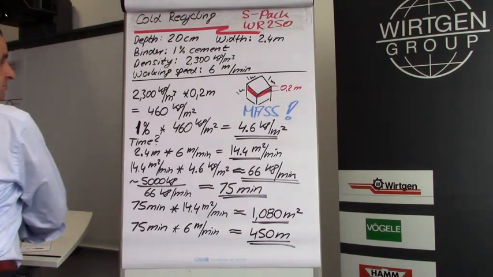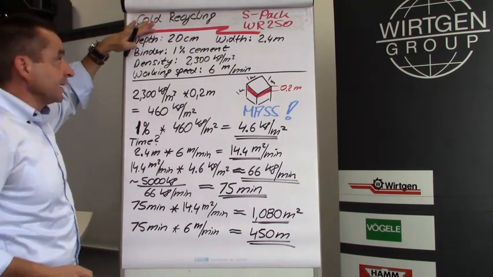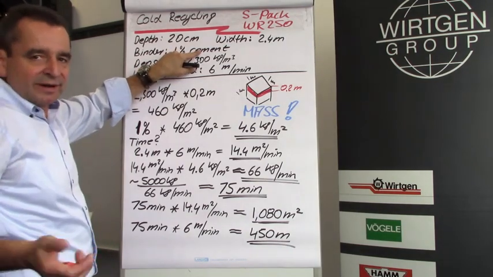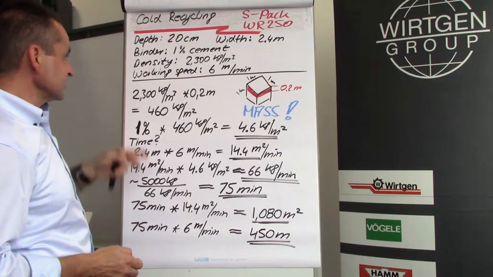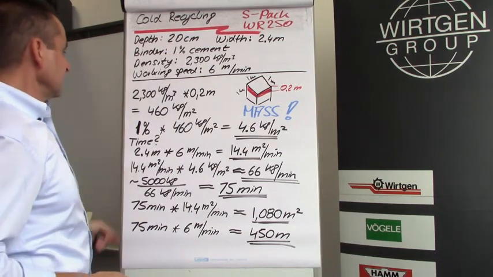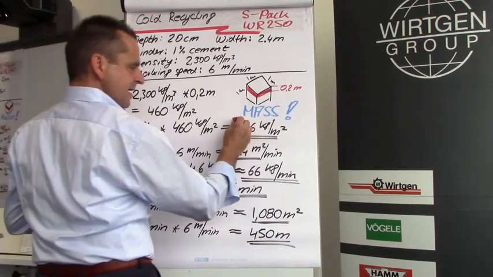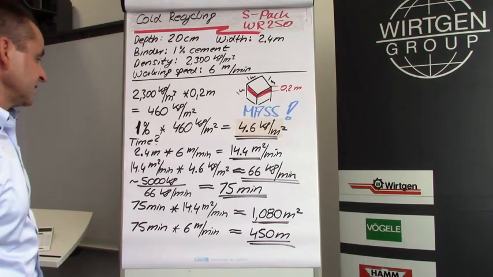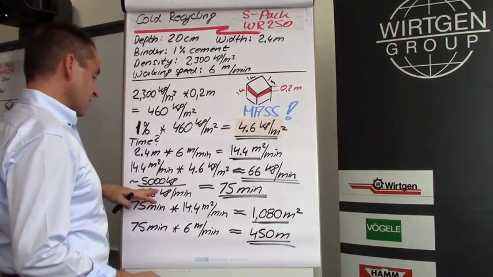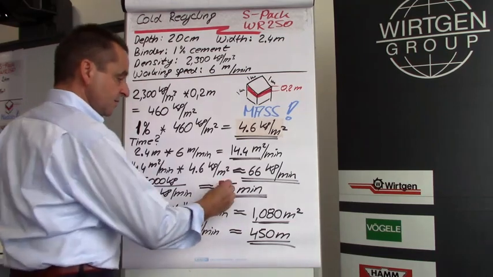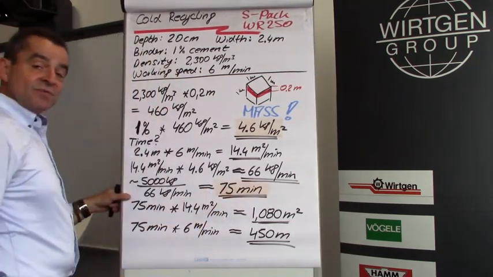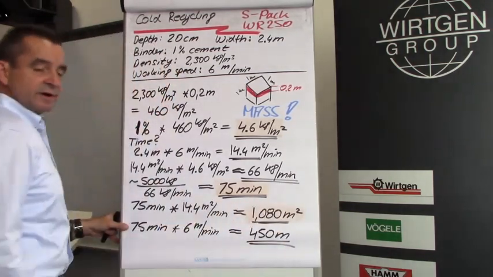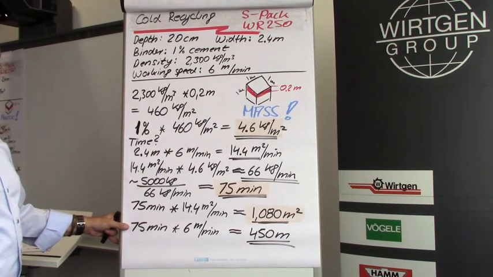So at the end of the day, on our cold recycling application with 1% cement, which is normal on cold recycling applications, for example even with foam bitumen, we found out that we have to spread around 4.6 kilogram per square meter. We can work with the machine around 75 minutes, and this means a little bit more than 1,000 square meter.